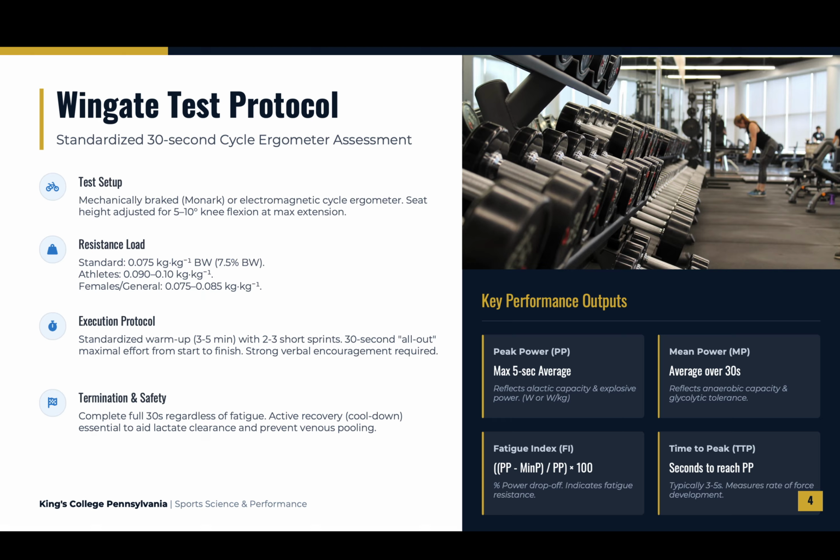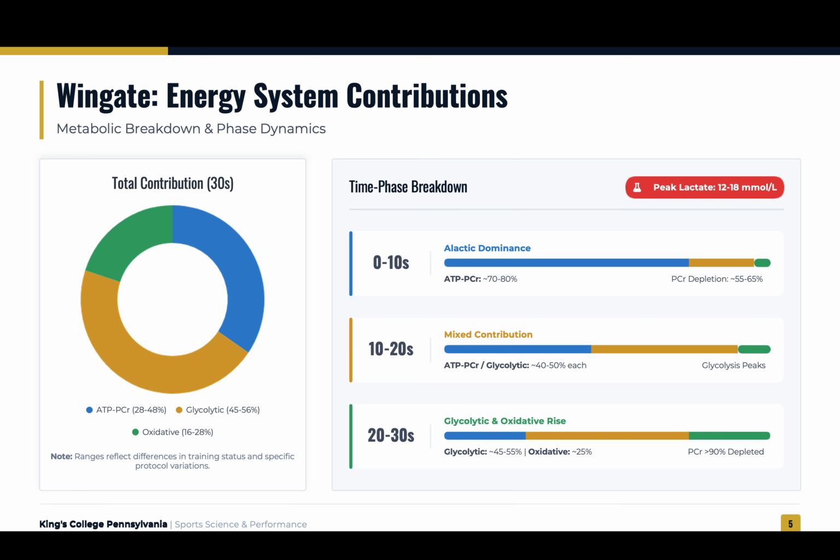The fatigue index is peak power minus mean power, divided by peak power, times 100, and this is a percentage power drop-off that indicates fatigue and fatigue resistance. Time to peak is the seconds to reach the peak power. It's typically 3 to 5 seconds and measures the rate of force development. Here we can see that the energy system contribution is mostly glycolytic, and you have a peak lactate of 12 to 18 mmol/L.